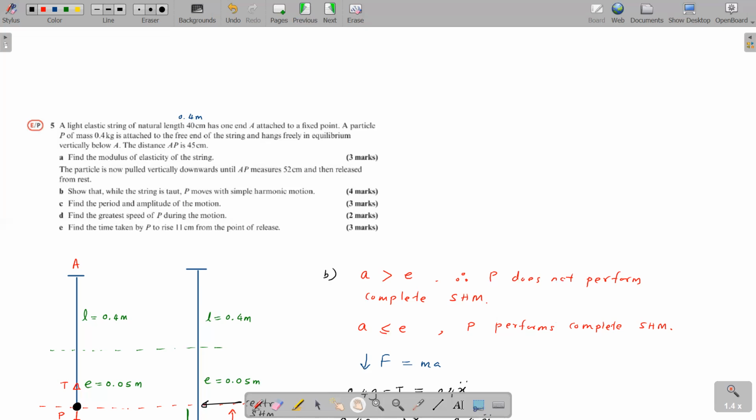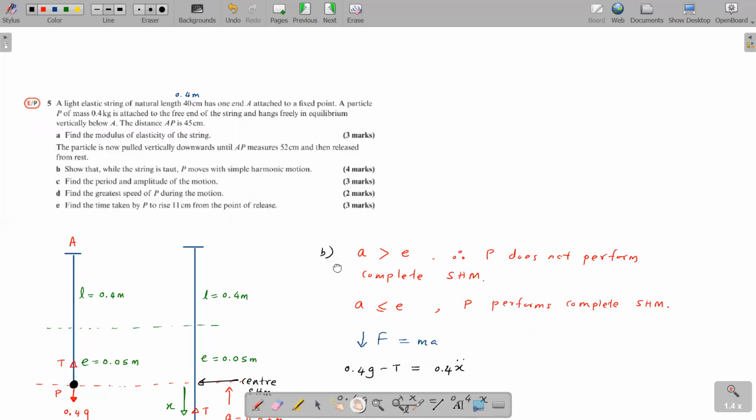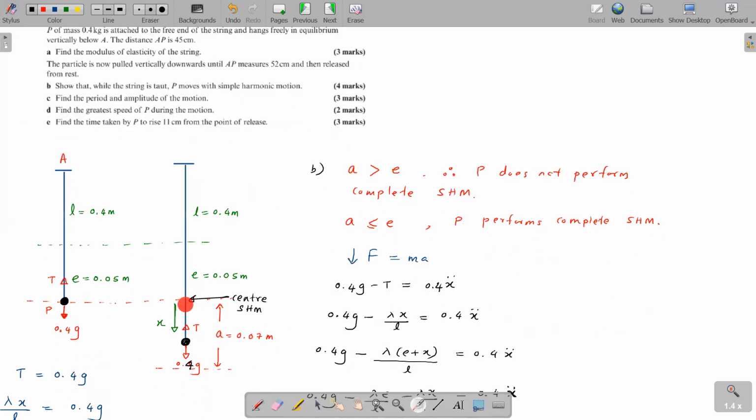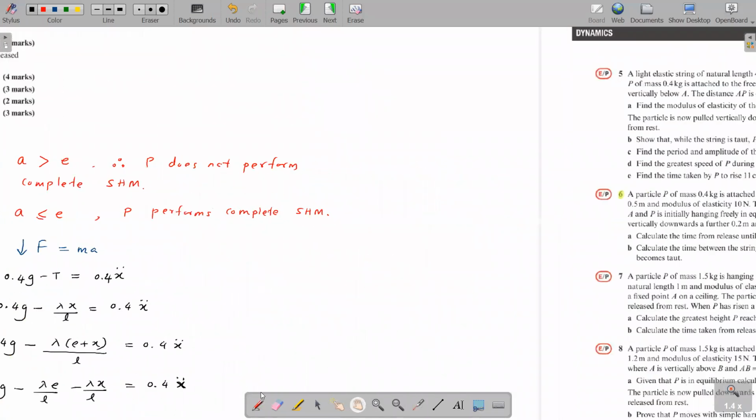We have moved to part D first, right? Find the greatest speed of P during the motion. How do you find the greatest speed? The greatest speed is at the center, Vmax. Vmax is achieved at the center, and you know at Vmax, X is 0.